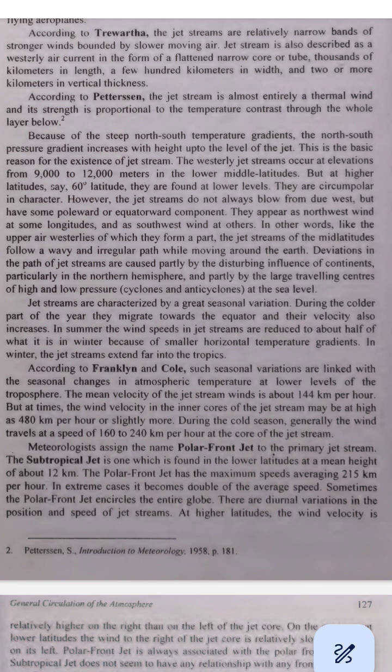Example. Imagine wearing a belt around your waist, but instead of just being still, it keeps spinning around you. That's like a jet stream circling the Earth.